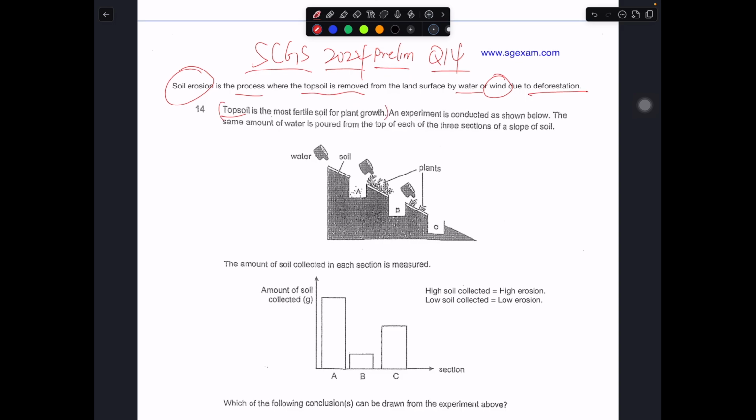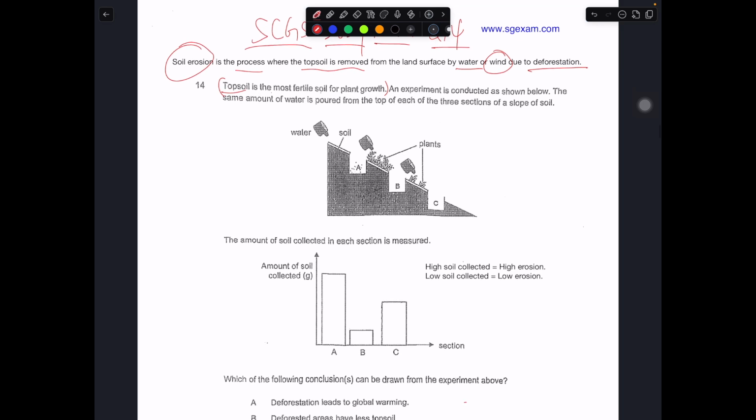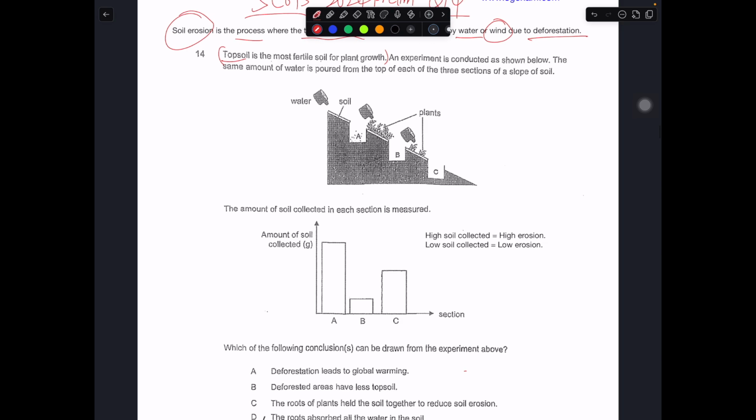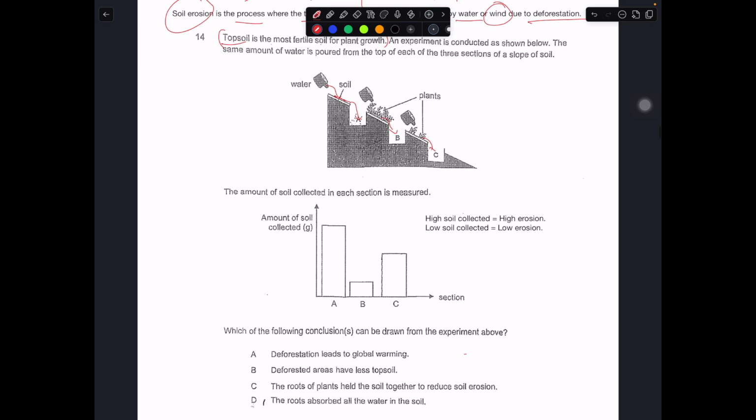An experiment is conducted as shown below. The same amount of water is poured from the top of each of these three sections on the slope of the soil. So basically they pour water and the water will carry some soil away and then drop it into A. Likewise for B and C. The amount of soil collected in each section is being measured. So A corresponds to this part, B corresponds to this, C corresponds to this.